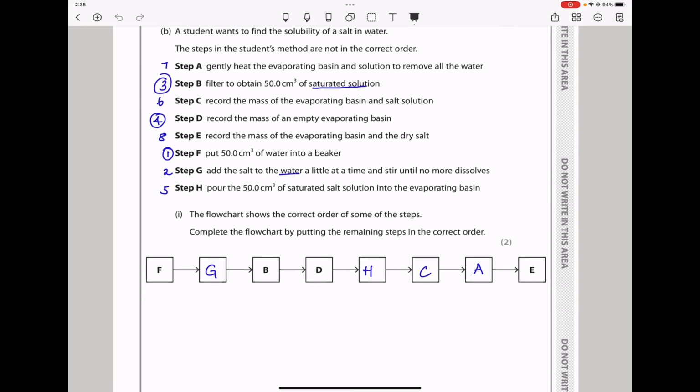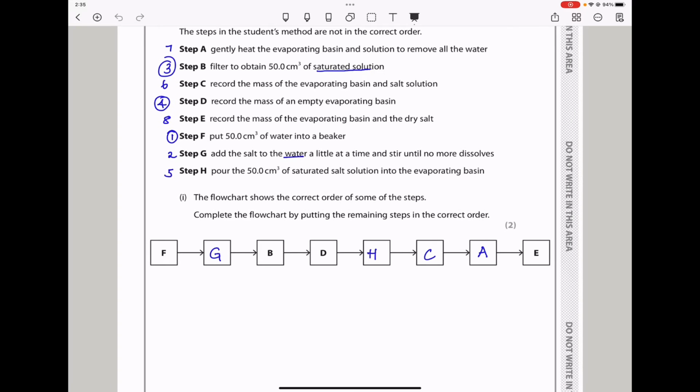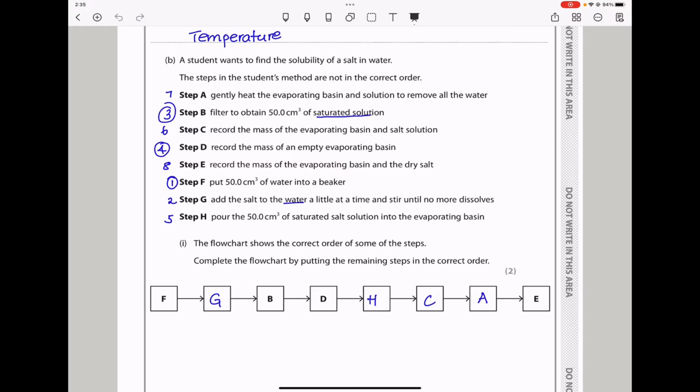Then down here they say, the flowchart shows the correct order of some of the steps. Complete the flowchart by putting the remaining steps in the correct order. So the first step is F. Put 50 centimeters cubed of water into a beaker. After putting the water in the beaker, since this is a solubility experiment, the next part should be putting the solid. So that's why I chose G. Add the salt to the water a little at a time and stir until no more dissolves.